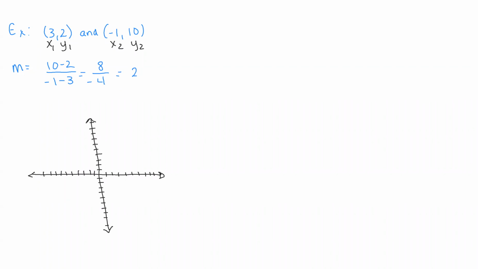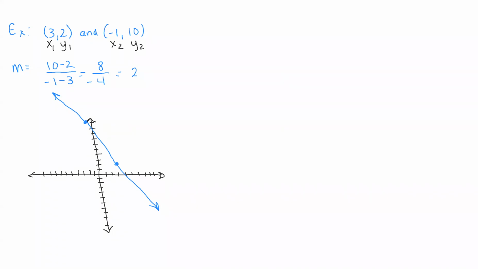All right, so the first point was 3, 2. So at the origin, I go to the right 3 and up 2. At the origin again, I go to the left 1 and then up 10. So we connect, and you can see already that this line is definitely going downhill, which is what we would expect. All right. Now let's look from one point to the next to see what we get.